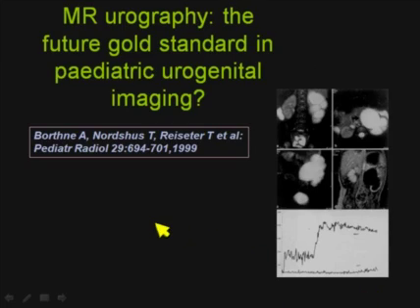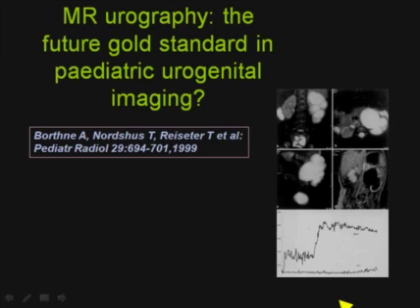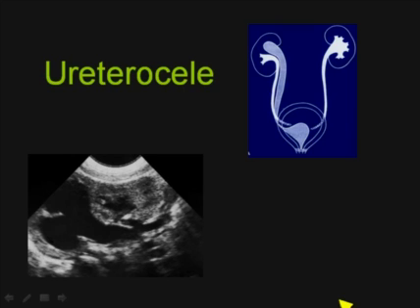Now, MR urography has been called the questionable future gold standard in pediatric urogenital imaging because the function as well as the anatomy can be very well assessed using this. However, young children require heavy sedation or anesthesia to have MRI. It is not as available, and it is certainly a lot more expensive and should be reserved for patients who have a problem that can't be solved with ultrasound.